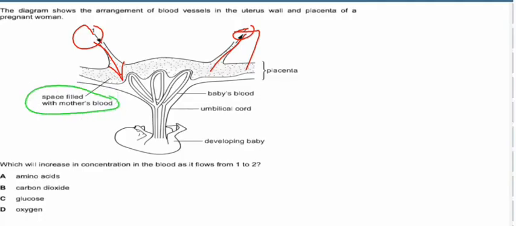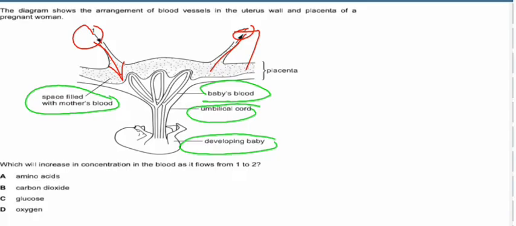The next one. Diagram shows the arrangement of blood vessels in the uterus wall and placenta of a pregnant woman. So we have 1, and the direction of blood flow is like this. And then we also have 2, the direction of blood flow is like this. So we have the space filled with mother's blood. We have the baby's blood, the umbilical cord, the developing baby.